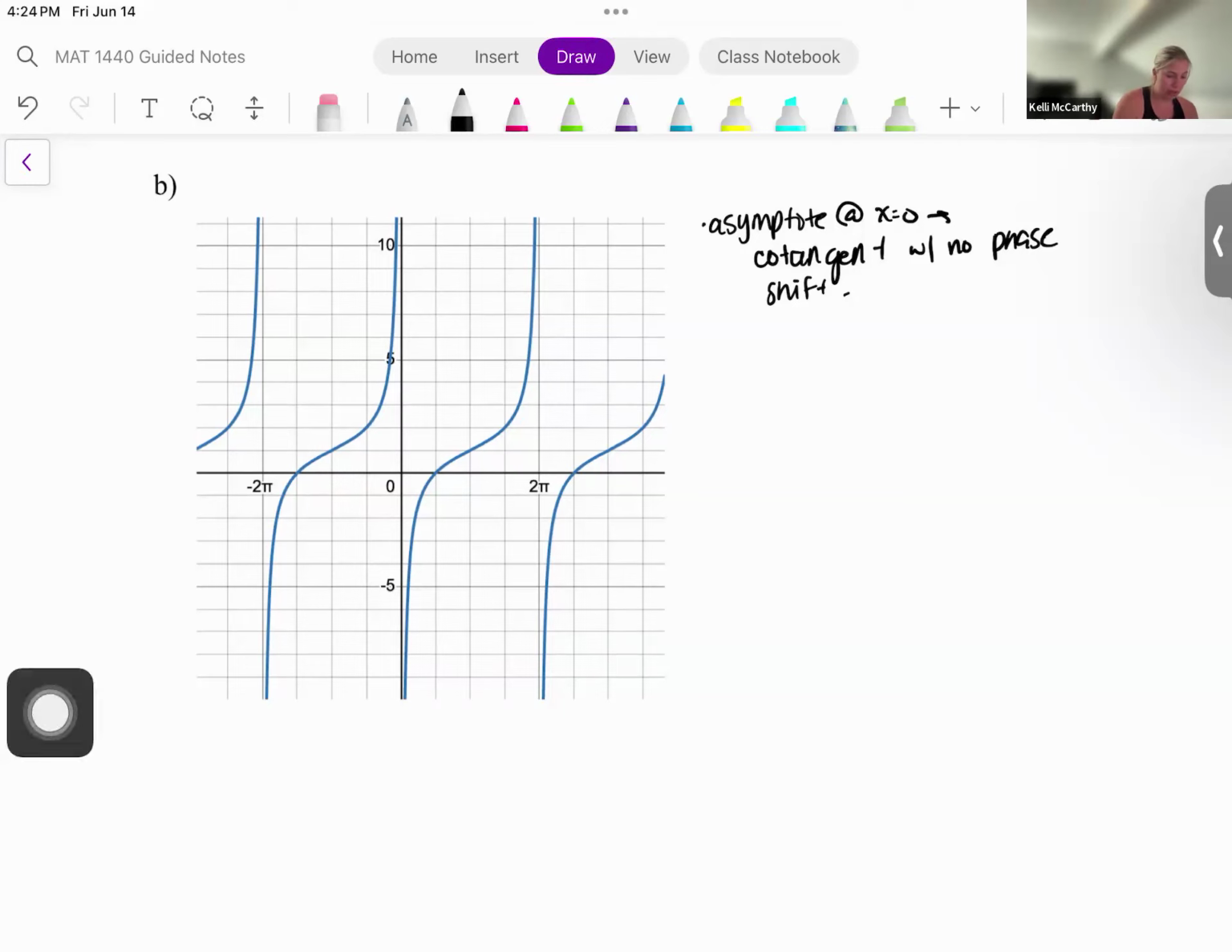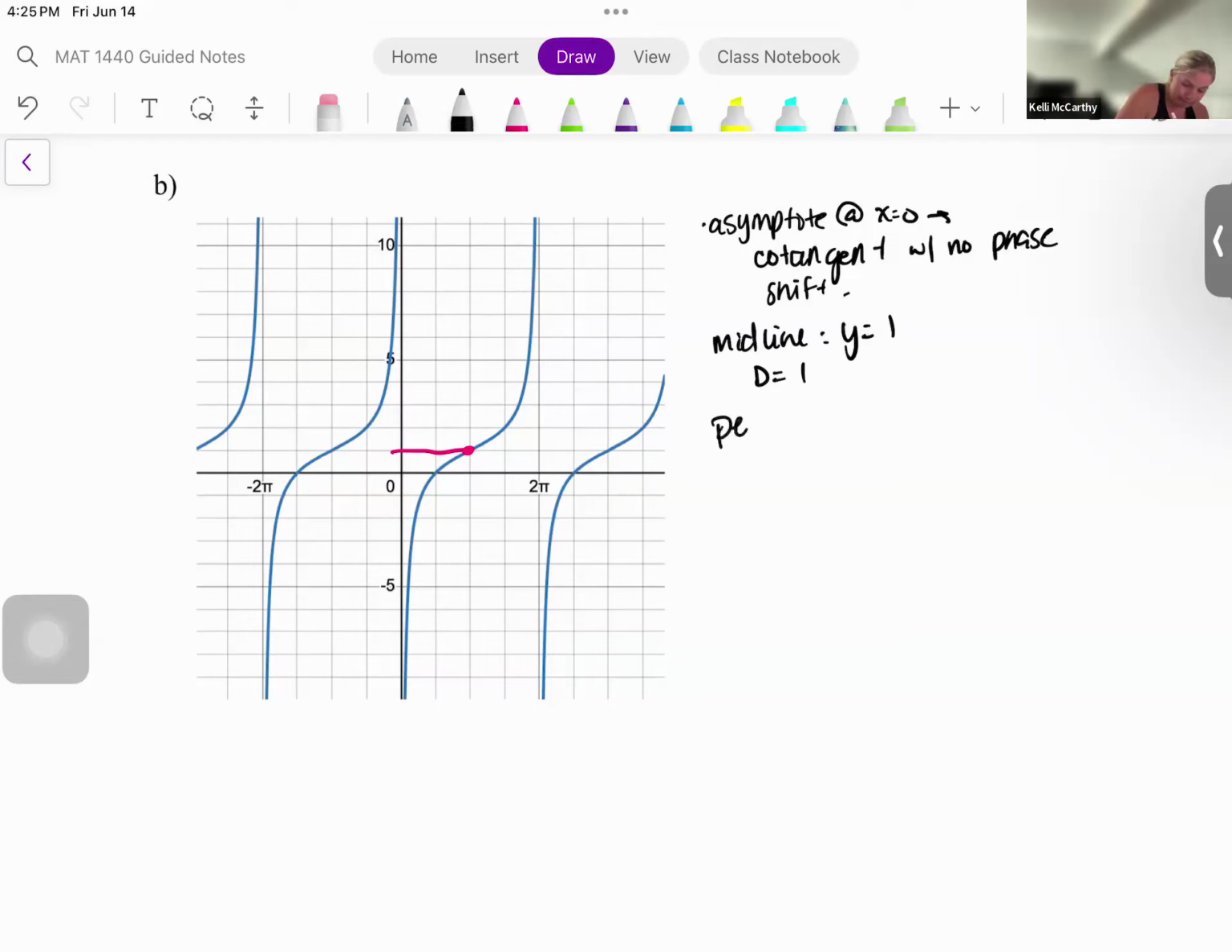Now, if we look, we're not intersecting the middle of each branch at that x-axis, which means that we have a midline shift. It looks like the middle of these branches are about there. That middle is where the graph changes from concave down to concave up, also called an inflection point for those of you who move on to calculus. Which means our midline is at 1. So we know d equals 1.